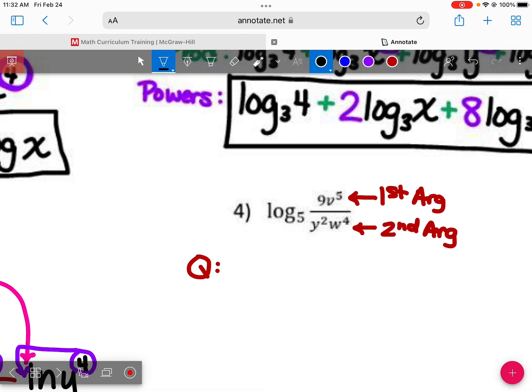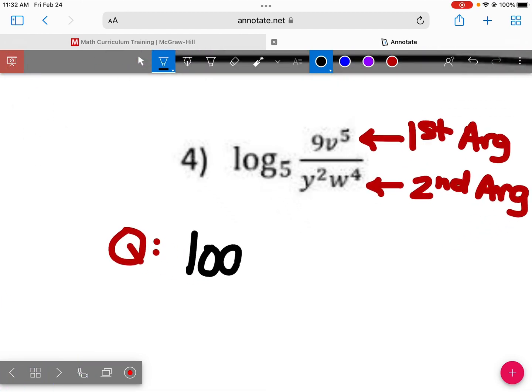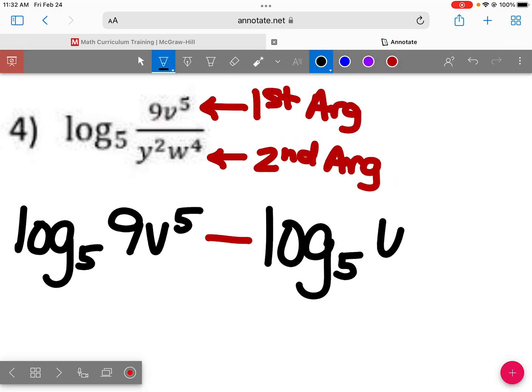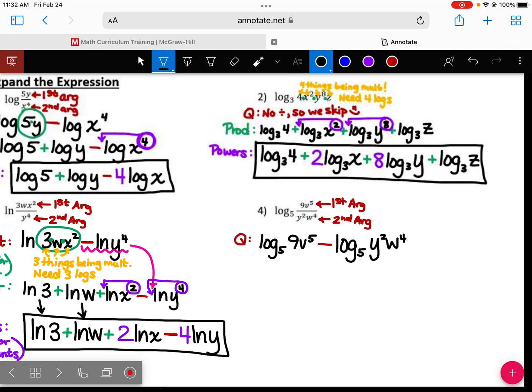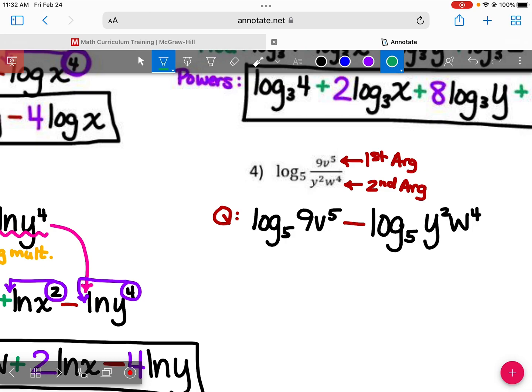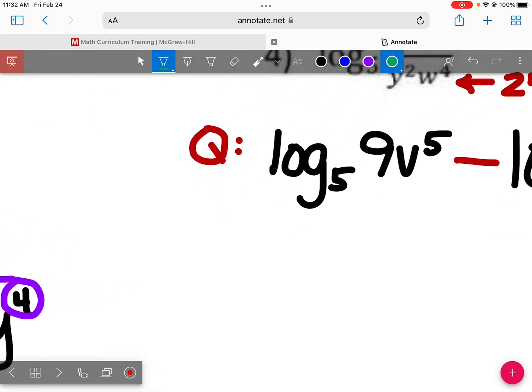At the end, we're going to have more logs than that, but just at the end of this step, I have log base 5 of what's on top, 9v to the 5th, minus log base 5 of what's on bottom, y squared, w to the 4th. So far, so good? Yep. After quotient property, what do we do? Product.